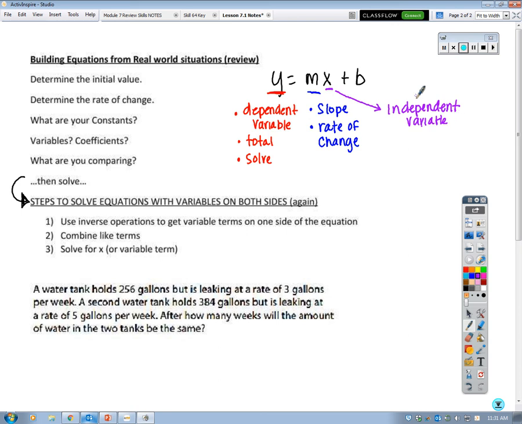So this is usually your variable term in an equation. You can just make a little note here, that's usually our per, and that could be a per day, per hour, per month, whatever. That's this value right here.